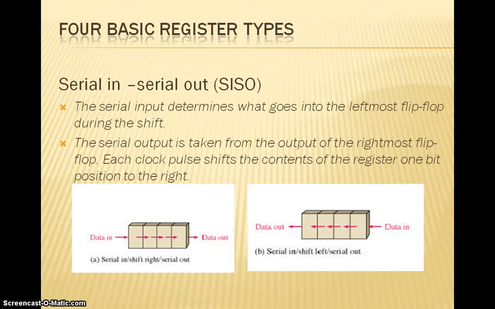First one is serial in, serial out, which is also known as SISO. The serial input determines what goes into the leftmost flip-flop during the shift. The serial out is taken from the output of the rightmost flip-flop. Each clock pulse shifts the content of the register one bit position to the right. Whereas in shift left, the data is given from the rightmost flip-flop and it is taken out from the leftmost flip-flop.